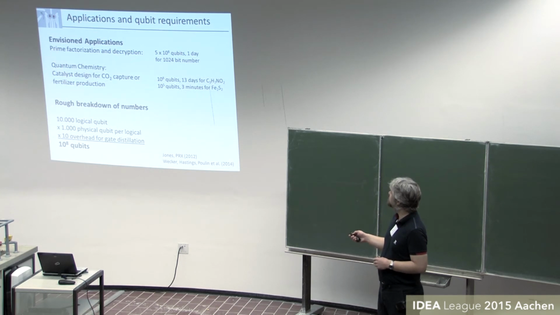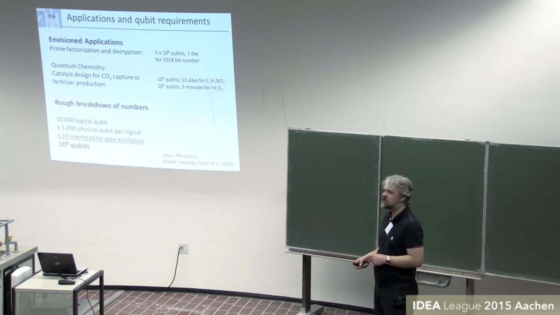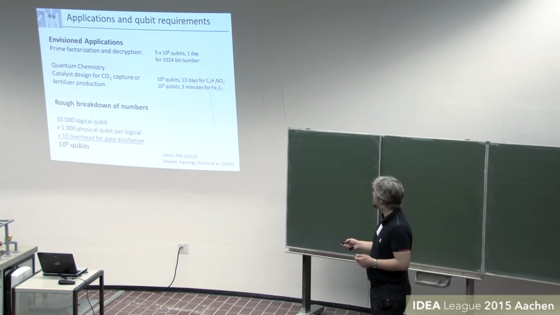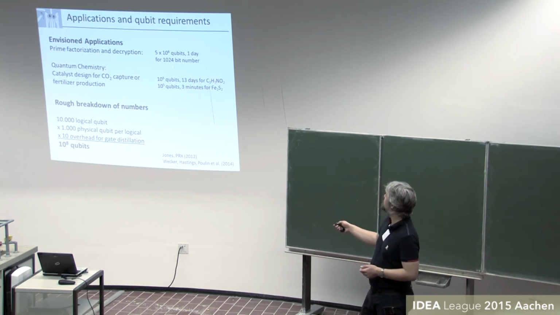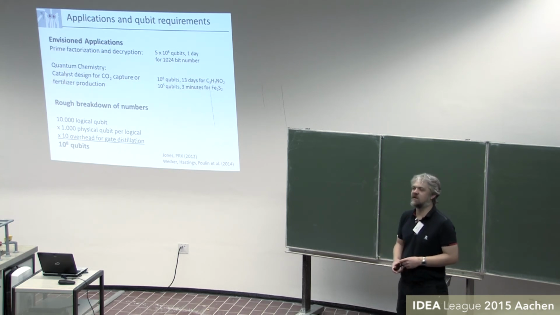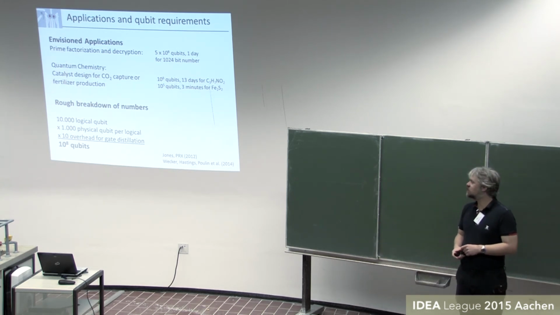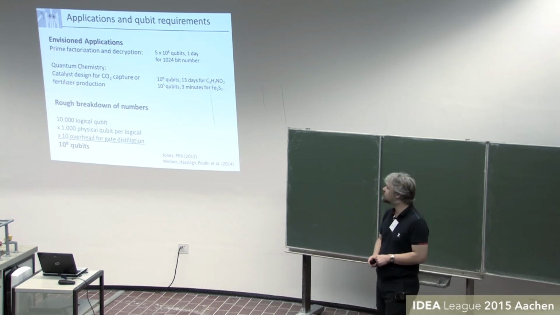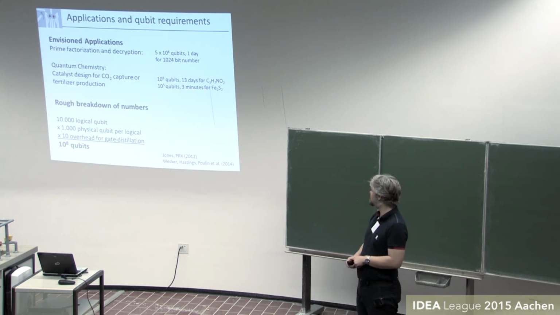including error correction. If you do something more complicated, this is alanine, a moderately complicated organic molecule, you're back to 100 million qubits and a couple of days. So you can do exciting things in a reasonable amount of time, but you need a lot of qubits.